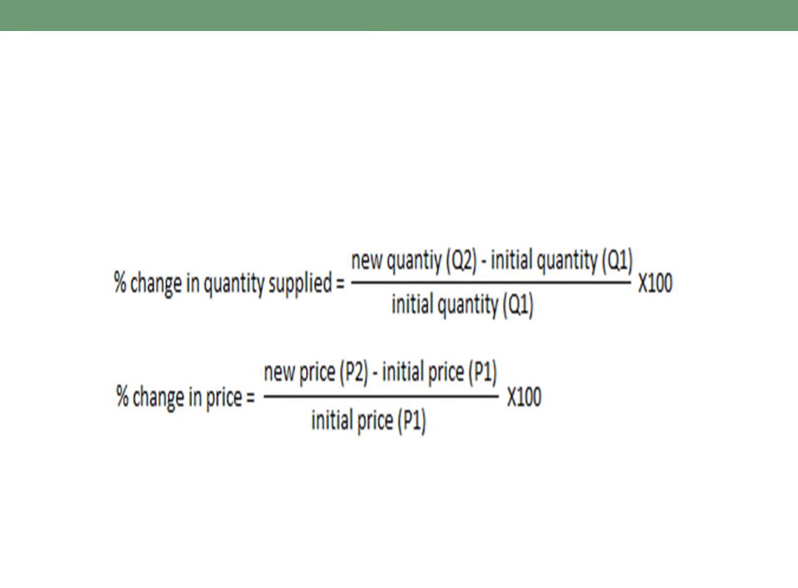How to calculate the percentage change in quantity supplied, or delta Q? New quantity minus initial quantity divided by initial quantity into 100. And how to calculate the percentage change in price? That is delta P: new price minus initial price divided by initial price into 100. Then we get delta Q and delta P. So we are going to solve a problem.